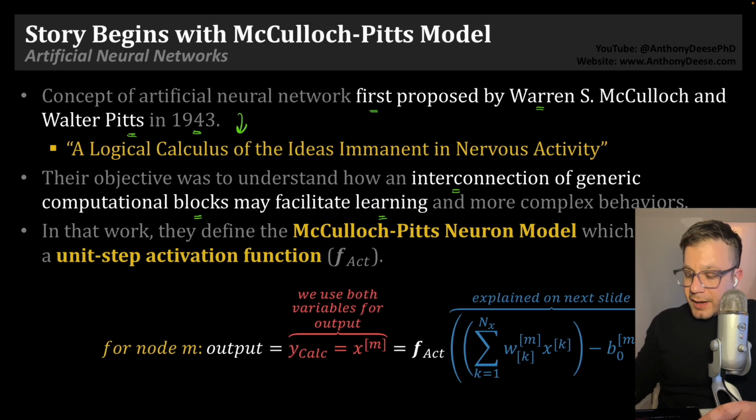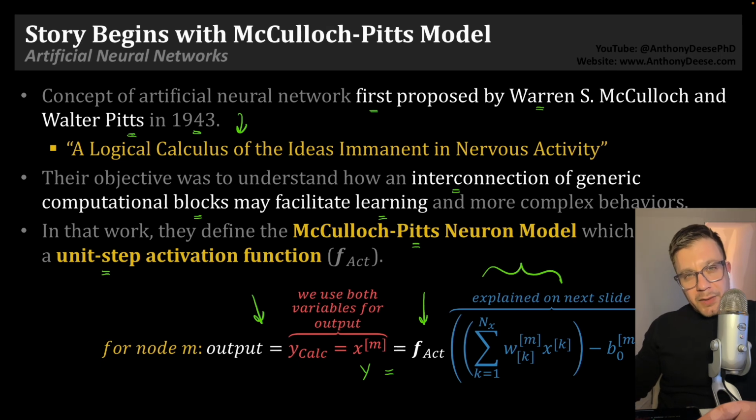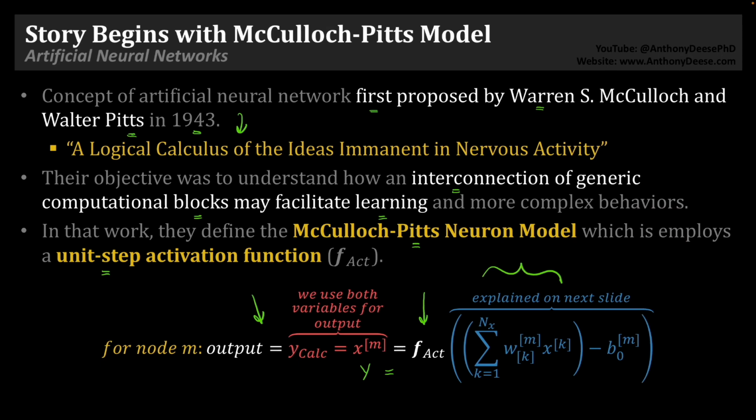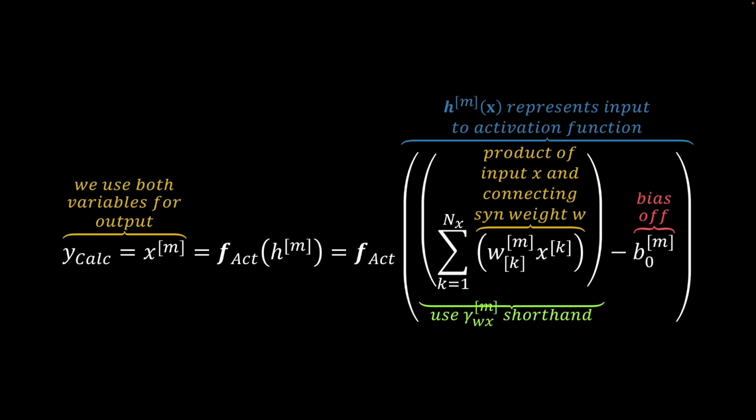In that work, they defined the McCulloch-Pitts neuron model, which employed a unit step activation function, and down here we can see the equation, which we're going to go through in more detail in a second. Essentially, we see that some output is generated when we apply the unit step activation function to the weighted sum, the product of the synapse weights W and the inputs X, minus some bias offset.